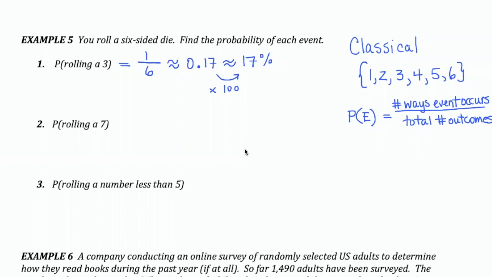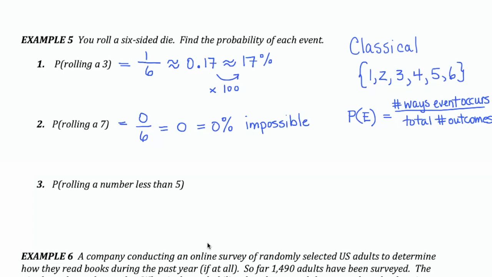In number 2, you're asked, what's the probability of rolling a 7? Well, look at the number of ways the event can occur. Is there any way you can get a 7 rolling a six-sided die? Not if you're only rolling it once. So therefore, there's no way that can happen. Zero ways out of 6 possible outcomes. That's, of course, 0, also known as 0%. And so what we've just found is that this is an impossible event for this situation.